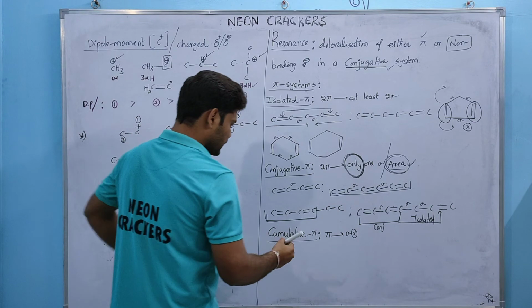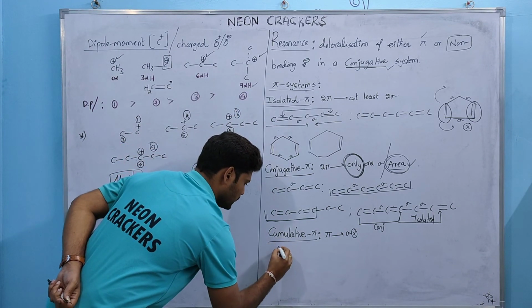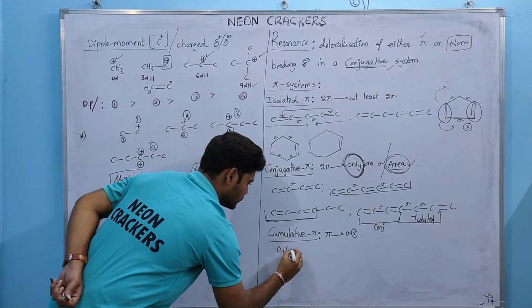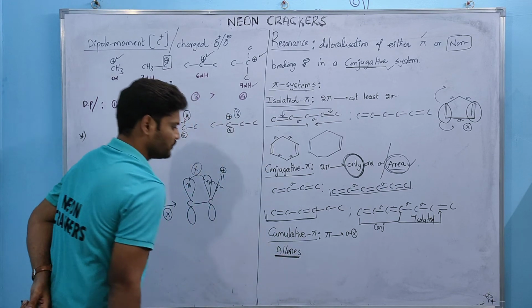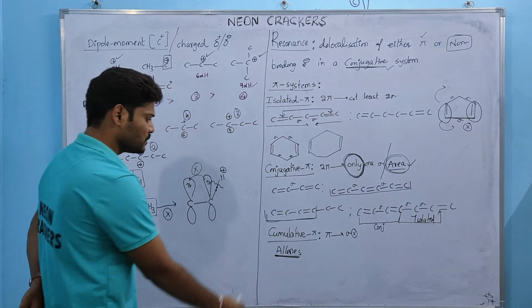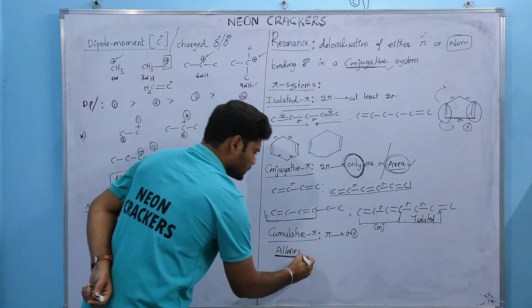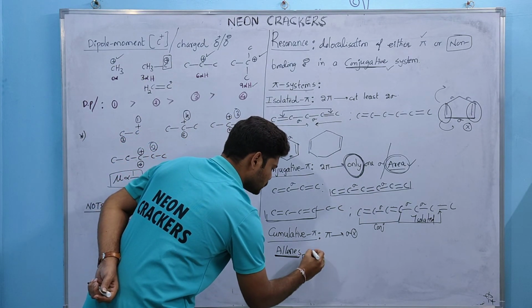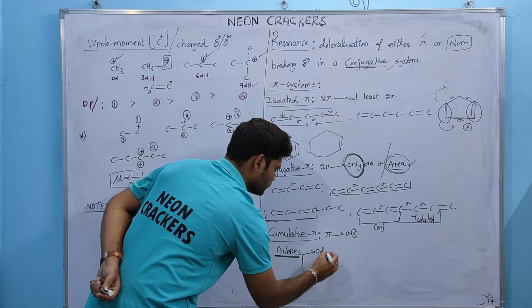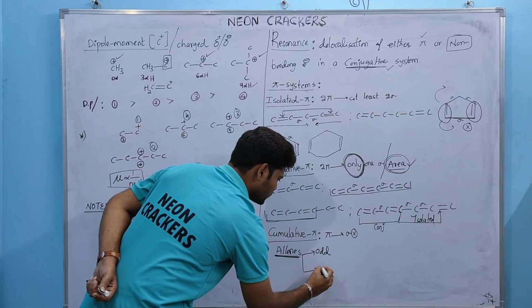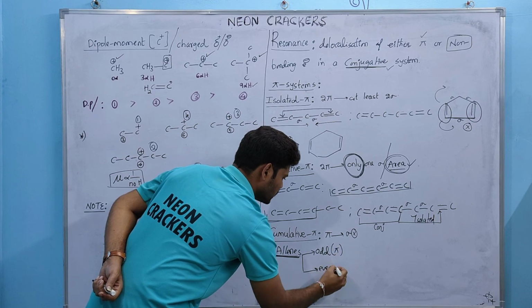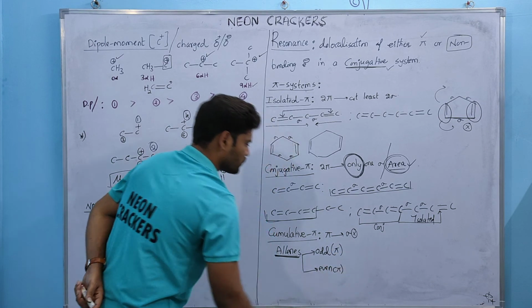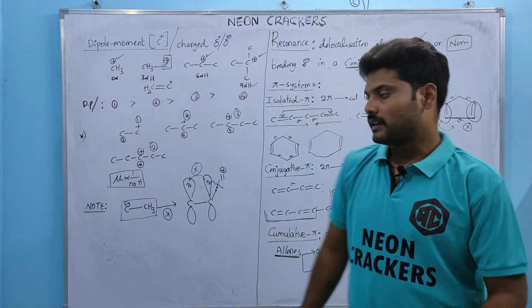These cumulative pi bonded systems are called allenes. They are very important in geometrical as well as optical isomerism, which means stereoisomerism. This term is very important. Allenes are of two types: odd allene and even allene. Depending upon the number of pi bonds, you could say odd allene or even allene.